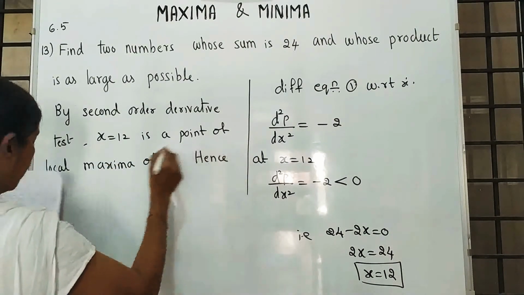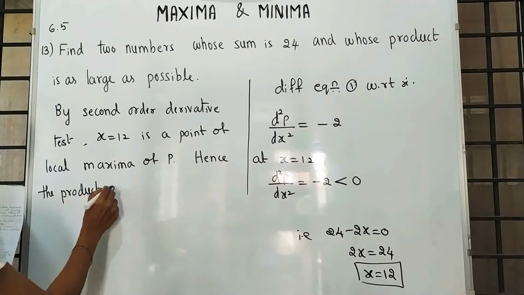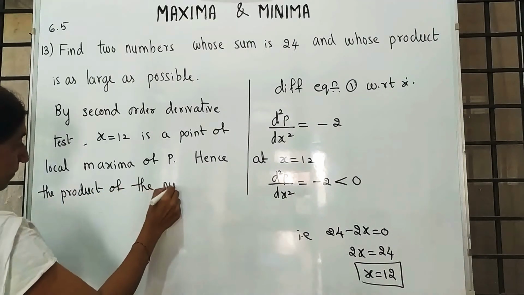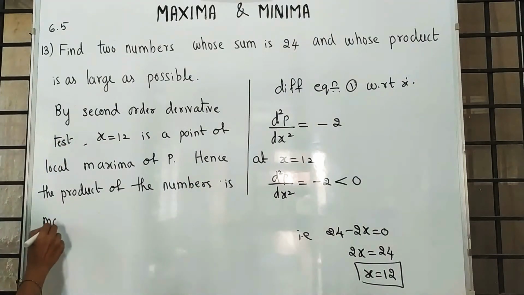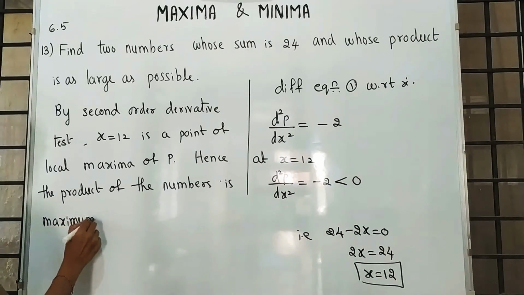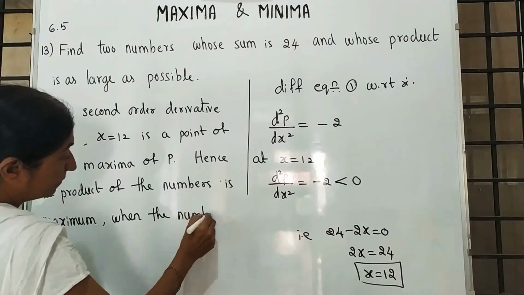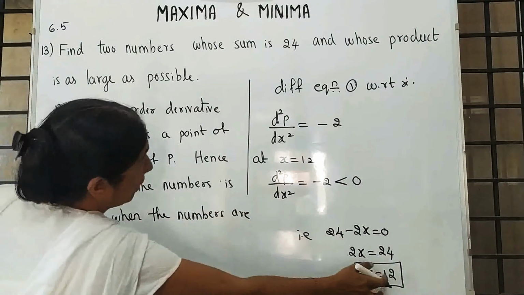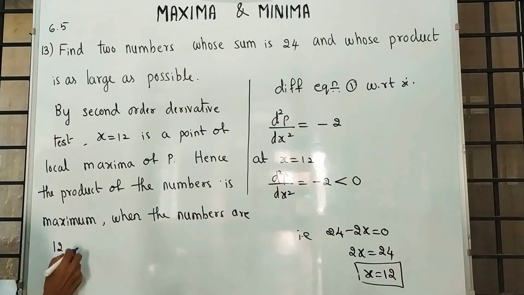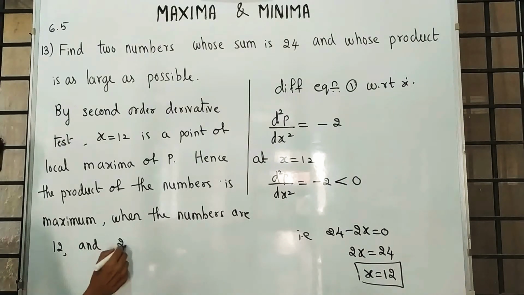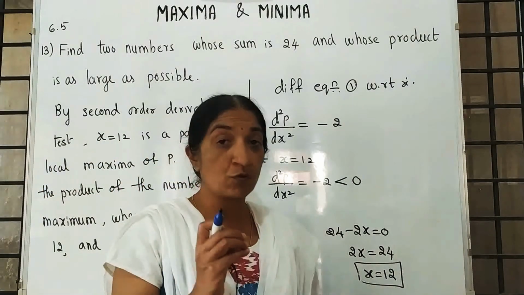Hence the product of the two numbers is maximum when the numbers are, see, if one number is 12 then another number is 24 minus 12, correct or not? 24 minus 12 is again 12 only. See, the sums are very simple if you know the concept.